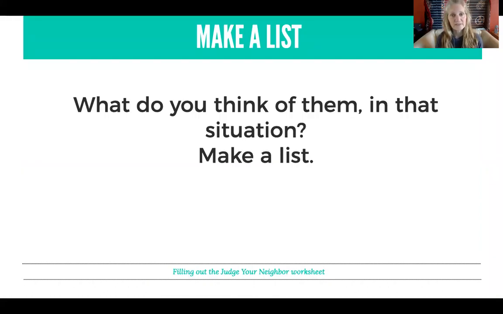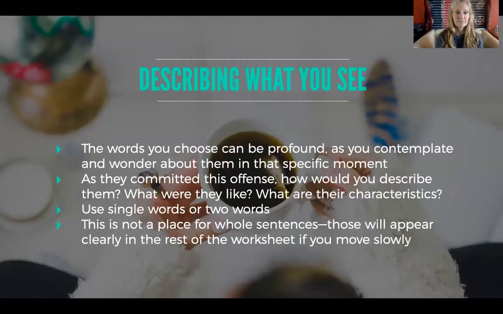Number 5 is, what do you think of them in that situation? Make a list. So the list is usually 1 word at a time, descriptive words. I'm just looking and describing what I see. It might feel like I'm calling the person names or calling the thing what it is. I'm calling it out. The words you choose can be profound as you contemplate and wonder about them in that specific moment. What are they like?